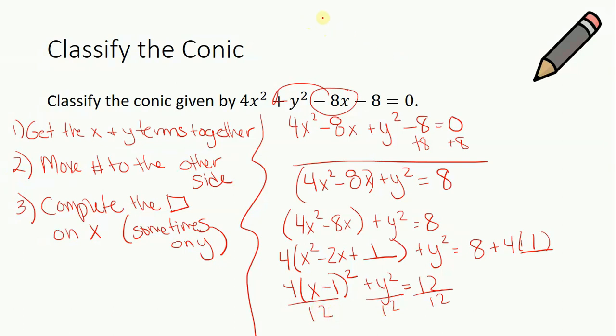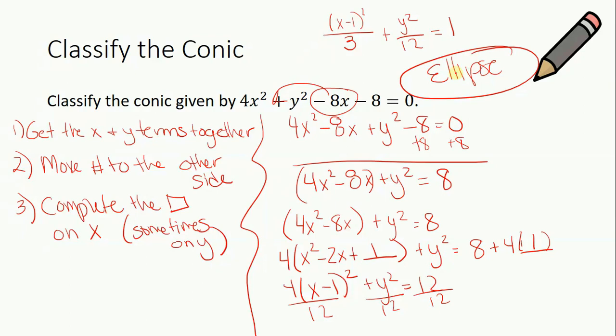So I'm going to pop up here for my answer. I'm going to get x minus 1 squared divided by 3, because 4 over 12 is 1/3, plus y squared over 12 equals 1. This is an ellipse, centered at the point 1, 0.